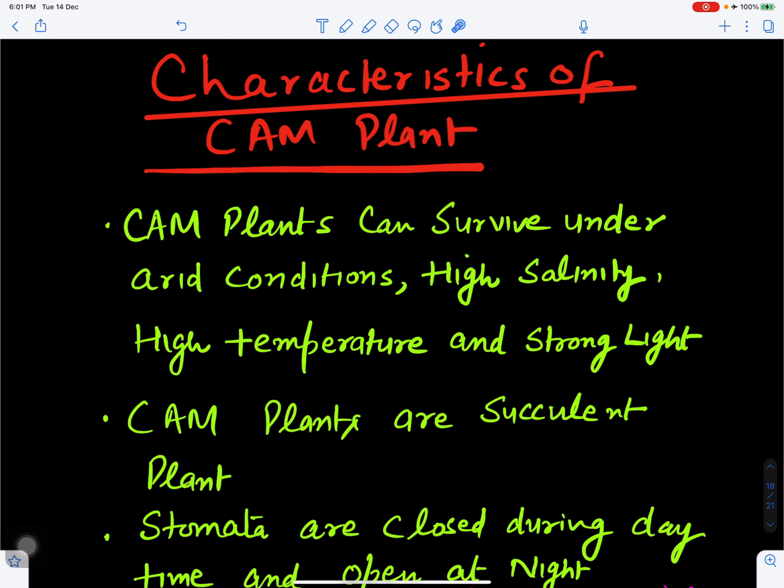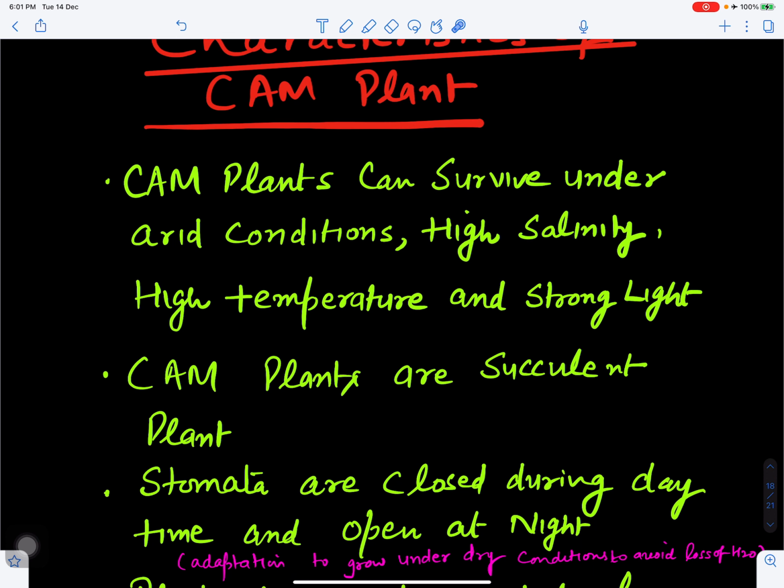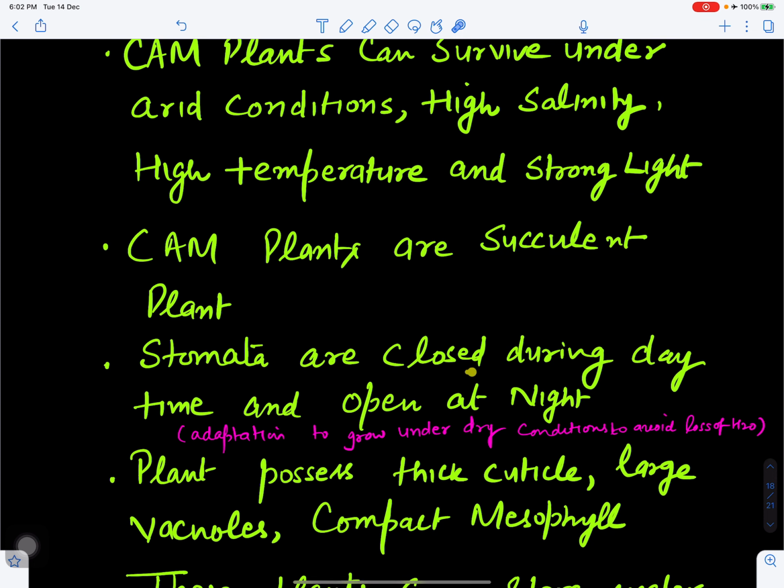Now we'll discuss the characteristics of CAM plants. We can say that CAM plants are mostly succulent in nature. So they can survive under high water stress conditions, when saline conditions are there, when water is not available, when arid conditions are there and temperature is quite high. They will reduce the rate of transpiration by closing the stomata during the daytime, and they tolerate strong light. CAM plants are succulent, fleshy in nature. Stomata close during daytime and open at night. This is again an adaptation to conserve water, to reduce the rate of transpiration and to adapt to dry conditions.